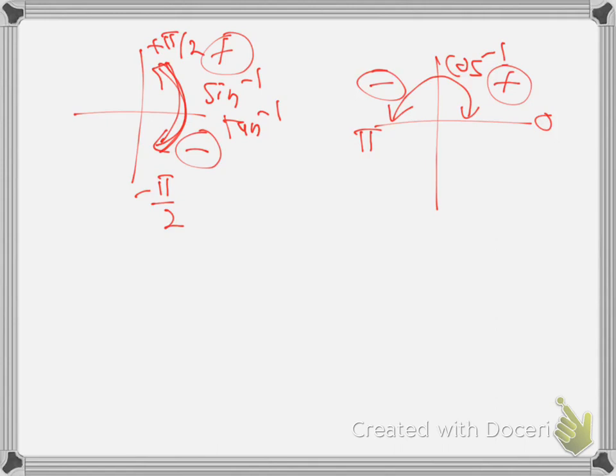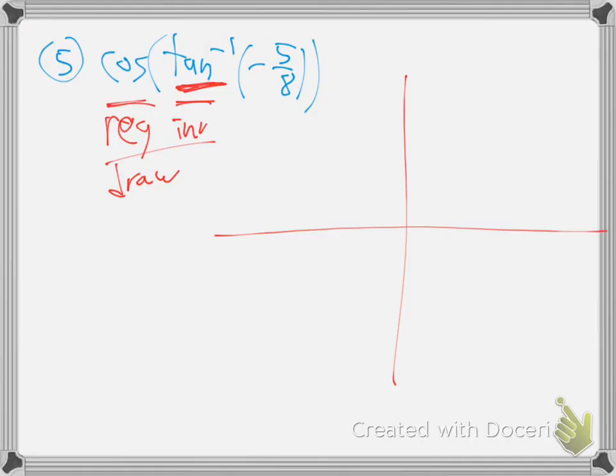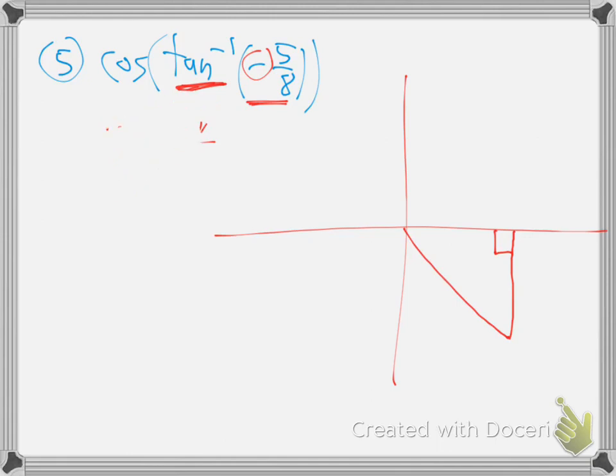So in our case, we're talking about tan inverse of something negative, so we're in the fourth quadrant. Right? Tan inverse of something negative. We're down here in the fourth. So draw a triangle in the fourth. Always go to the x-axis. Okay, good to there.